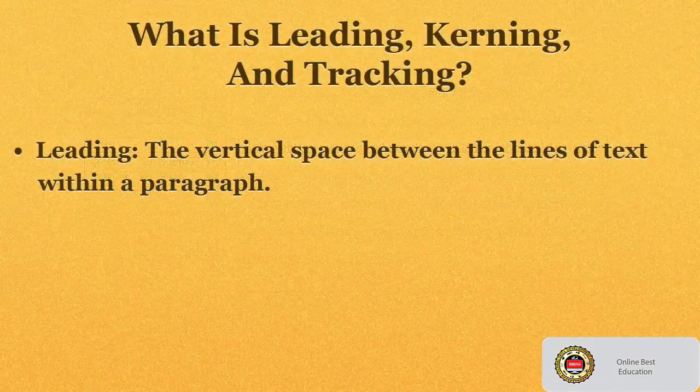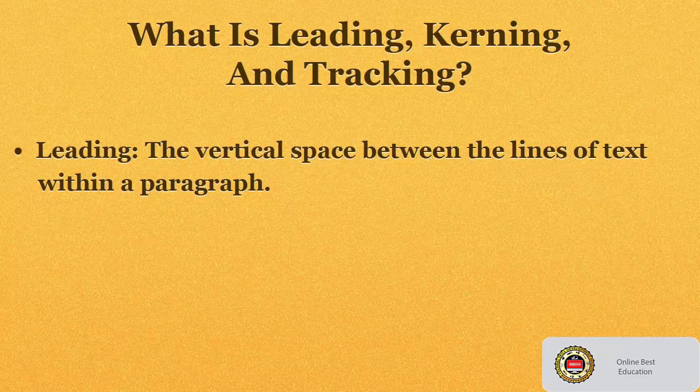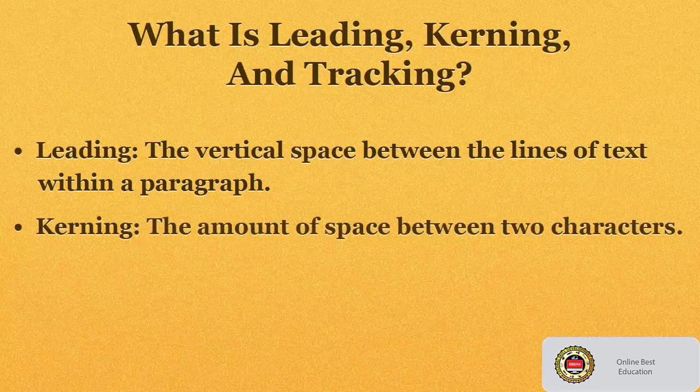Next, we have kerning and tracking. Now, kerning and tracking are related, and they're frequently confused with one another. Both refer to the adjustment of space between characters of type, but let's take a look at kerning first. Kerning is the adjustment of space between pairs of characters. Let me show you what I'm talking about.